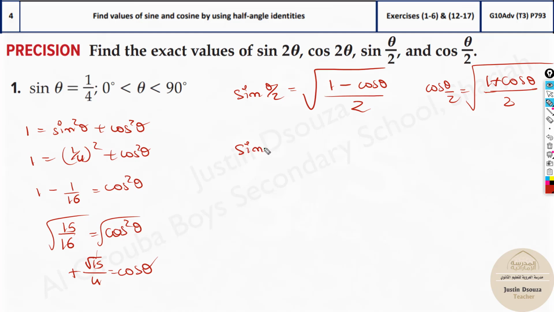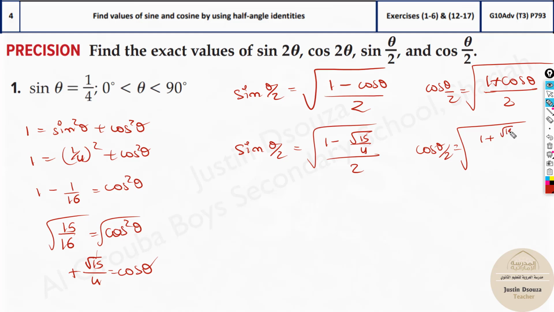Sine theta by 2 will be the root of 1 minus, what is cos theta? It is root 15 divided by 4, the whole thing divided by 2. Whereas cos theta by 2 will be the square root of 1 plus root 15 divided by 4, the whole thing divided by 2. So we have sine theta by 2 equals, put it in the calculator, you will get the answer. And cos theta by 2 equals this thing. But now, what is the condition over here? What is the theta condition? For half angle, theta is greater than 0 but less than 45 degrees. That's the first quadrant. So there is no problem at all in this.